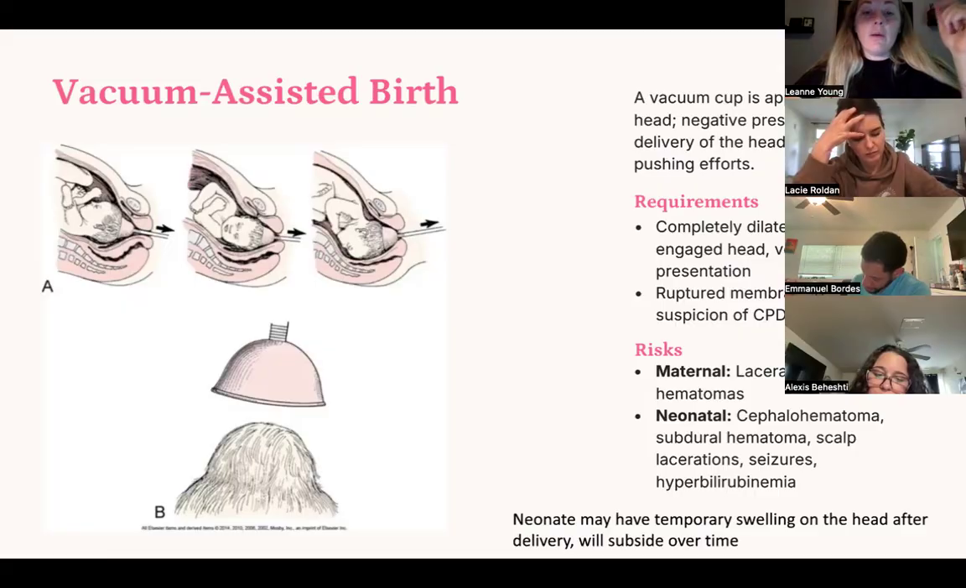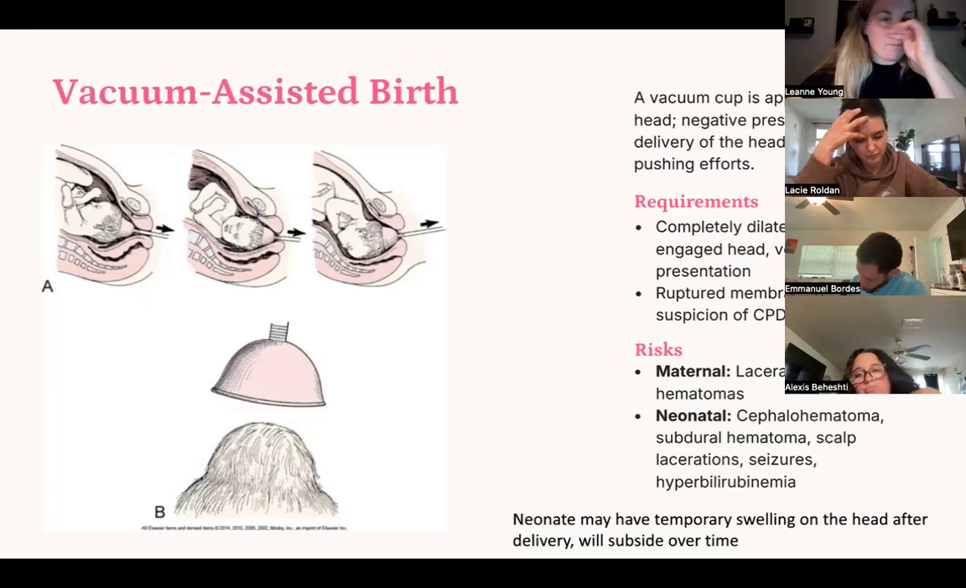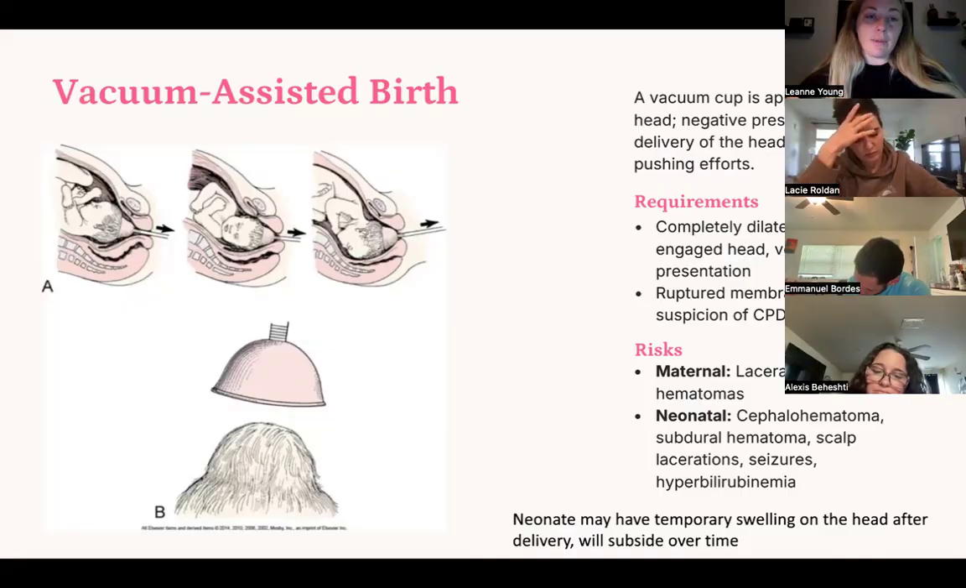Babies with this kind of delivery, we expect to see some swelling. We expect to see some molding on the head. We expect to see a little bit of asymmetry. That is okay. But if there's a cephalohematoma or a subdural hematoma, that needs to be evaluated pretty quickly.